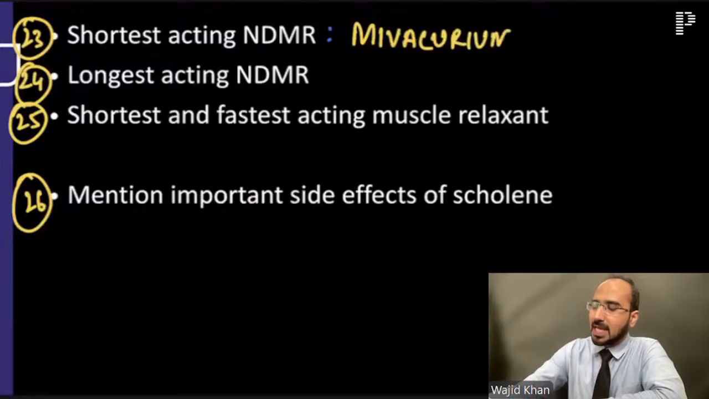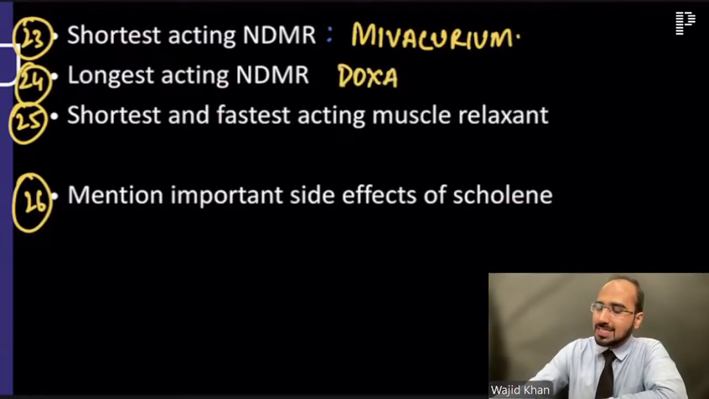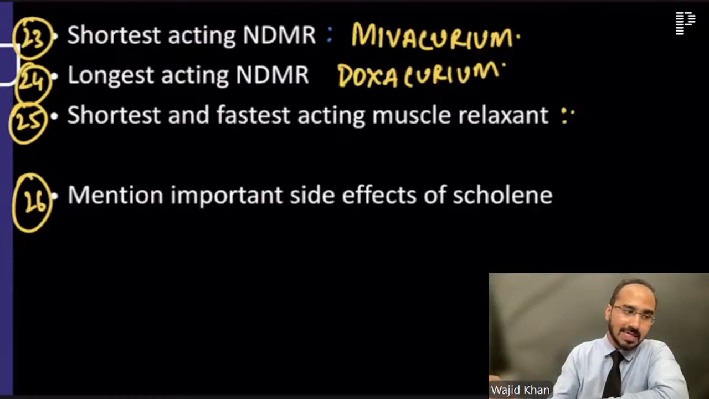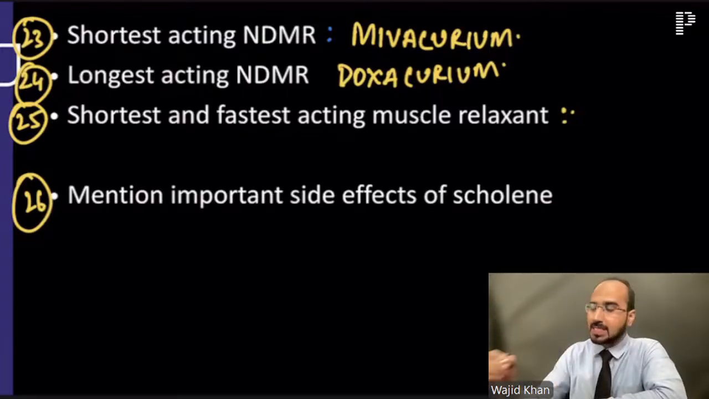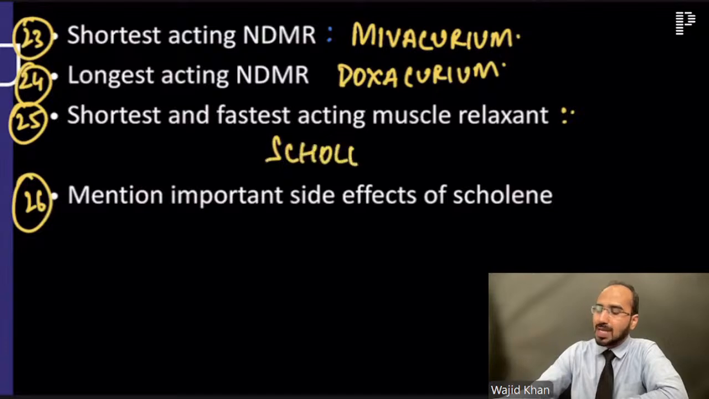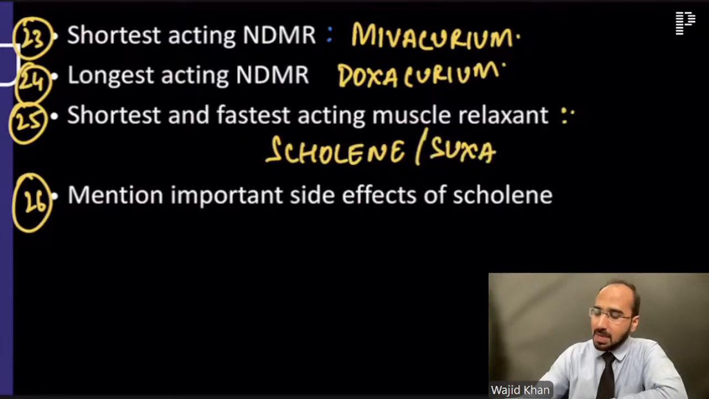Hence, it is the muscle relaxant of choice for daycare surgery. The longest acting muscle relaxant is doxacurium. Doxacurium. The shortest as well as fastest: he's not mentioning depolarizing or non-depolarizing. He's mentioning, in the overall muscle relaxant category, the shortest as well as the fastest acting is succinylcholine or suxamethonium. Suxamethonium. Now, guys, remember, mention the important side effects of scoline.